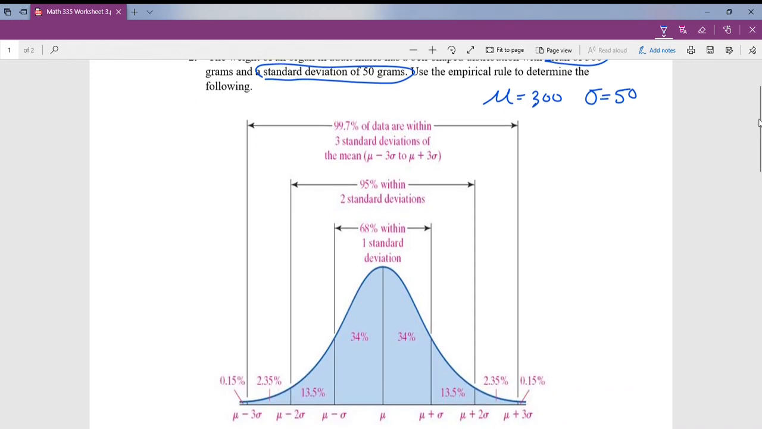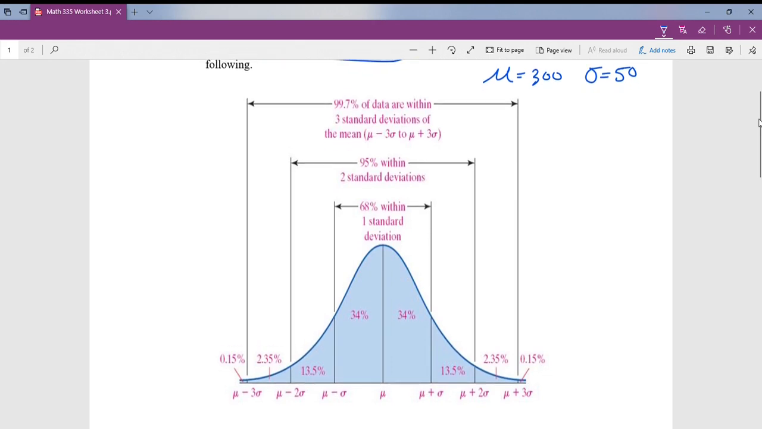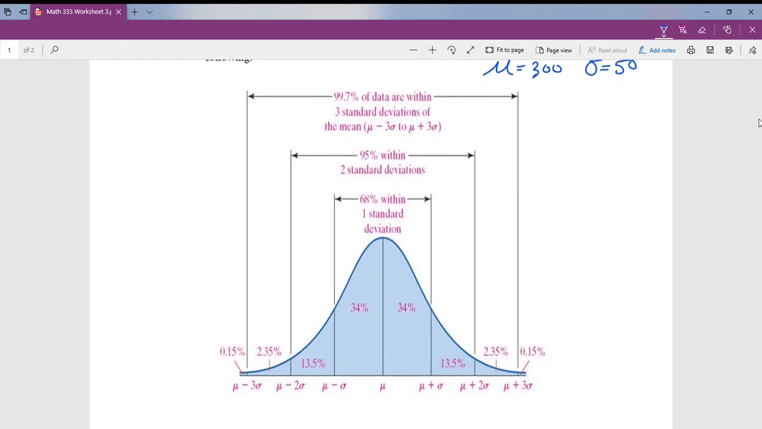Now let's put the mean, which is 300, right in the middle. Mu is 300, and I need to add 50 to get to the next section. So let's add 50 to 300. That gives us 350. Add 50 again to get to the next section. That's 400. Add 50 one more time to get to this very edge. That's 450.